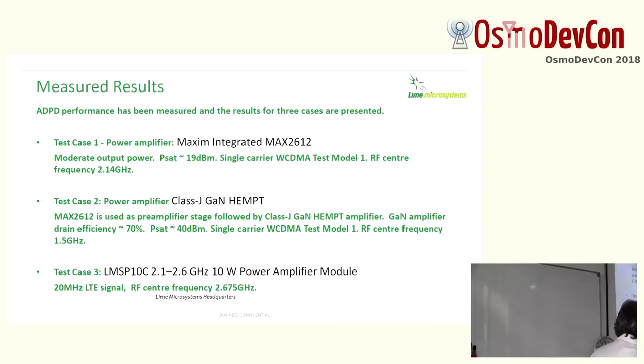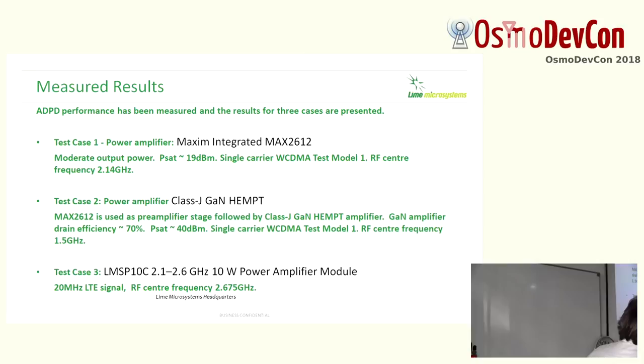For testing we used several power amplifiers. The first test case is the power amplifier Maxim Integrated MAX2612. Saturated power was 19 dBm, and for that case we used single carrier WCDMA test model 1 with an RF center frequency of 2.14 GHz. The second case was a class J GaN HEMT power amplifier, and in fact we used two amplifiers which are cascaded: the first Maxim amplifier, followed by the class J GaN HEMT amplifier. The saturated power is 40 dBm, and for that case we used single carrier WCDMA test model 1 with a center frequency equal to 1.5 GHz.